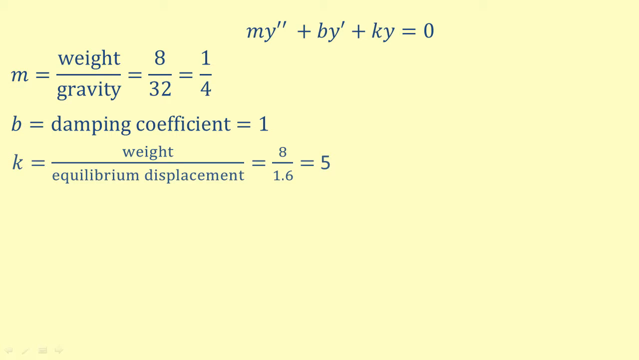K is the spring constant. It describes the stiffness of the spring. It relates the force needed to move a certain distance. It's equal to 8 pounds over 1.6 feet, which equals 5 pounds per foot.